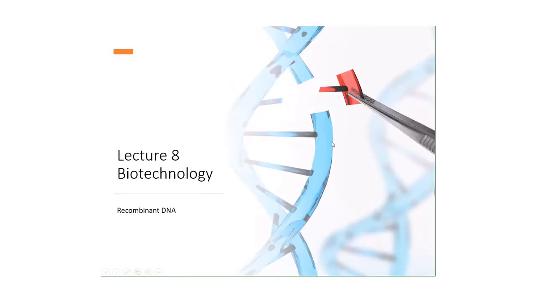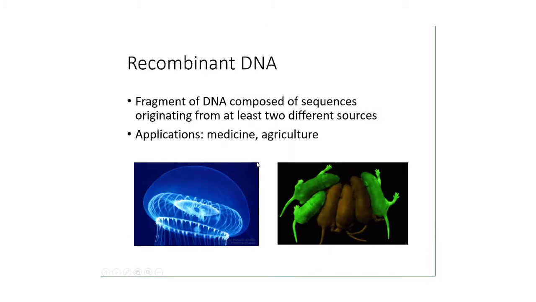Let's start with the concept of recombinant DNA. Recombinant DNA is basically a fragment of DNA that's composed of sequences originating from at least two different sources, so two different species, right? An example here is a mouse that has been incorporated with a protein called GFP, which stands for green fluorescent protein. This GFP is actually taken from a jellyfish, and as a result the mice are going to be glowing in the dark.